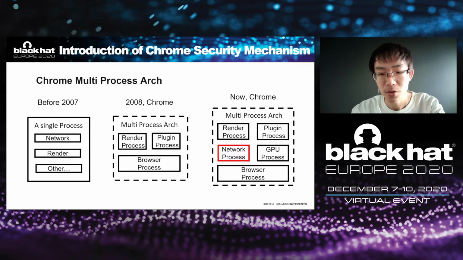This is the evolution of browser process architecture. Before 2007, all the browsers were single process. Since 2008, Chrome became the first multi-process browser. And now, the architecture of Chrome has changed a little. For example, the network process is out of the browser process now.